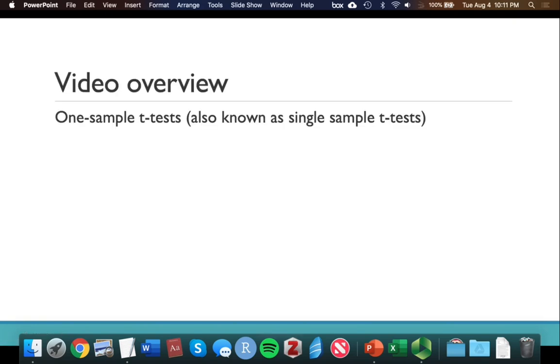In this video, we'll go over one-sample t-tests, otherwise known as single-sample t-tests. We'll also introduce the concept of effect size and type 1 and type 2 error. We'll close by talking about the concept of power.